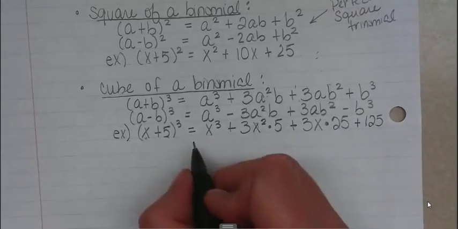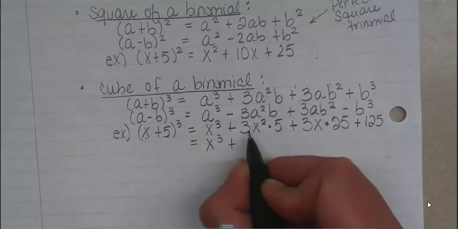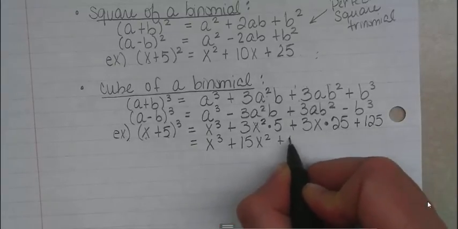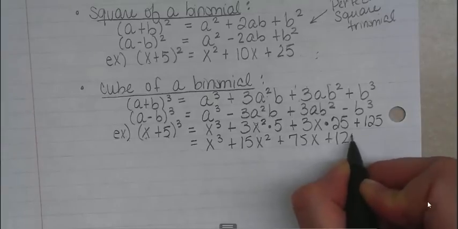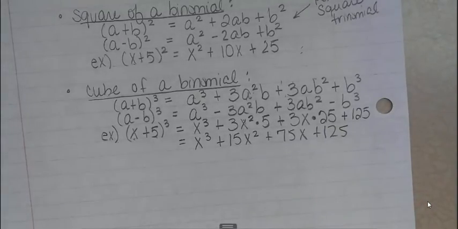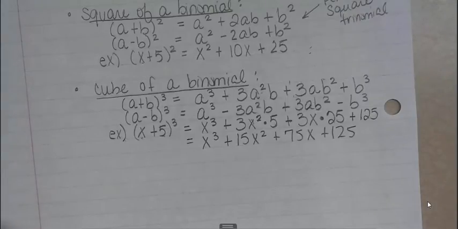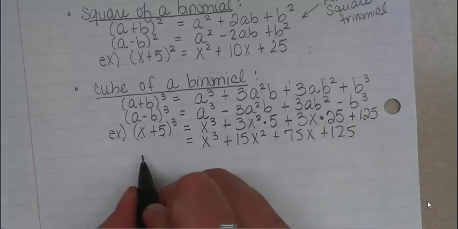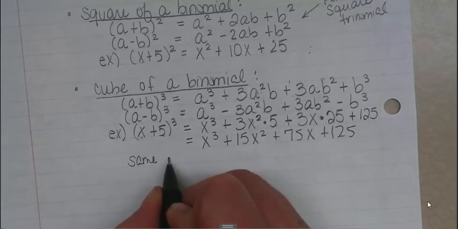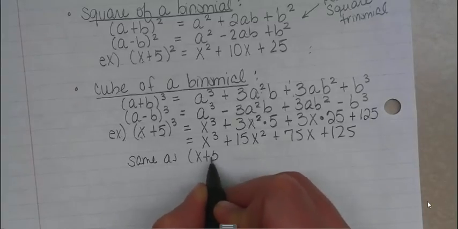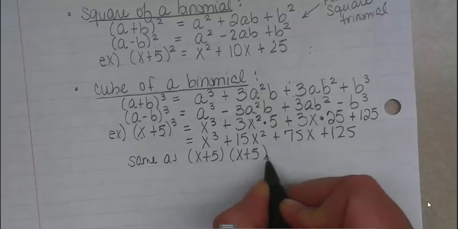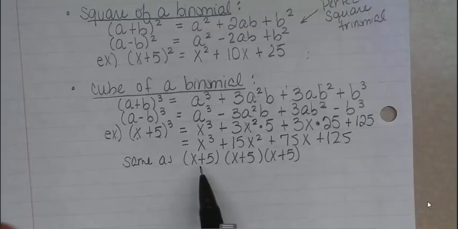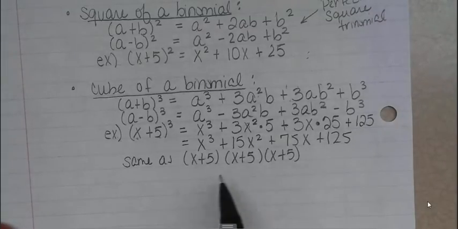Okay, so now I'll simplify this. So this is going to be x cubed plus the coefficients get multiplied together. So that's 15x squared, 75x plus 125. Okay, so that's how you would deal with it. Now, worst case scenario, you don't remember the pattern. That is a worst case scenario. And you can always do this. It is the same as doing x plus 5 times x plus 5 times x plus 5. I'm not going to do that because I don't need to, okay? I never need to do this. You can if you need to.